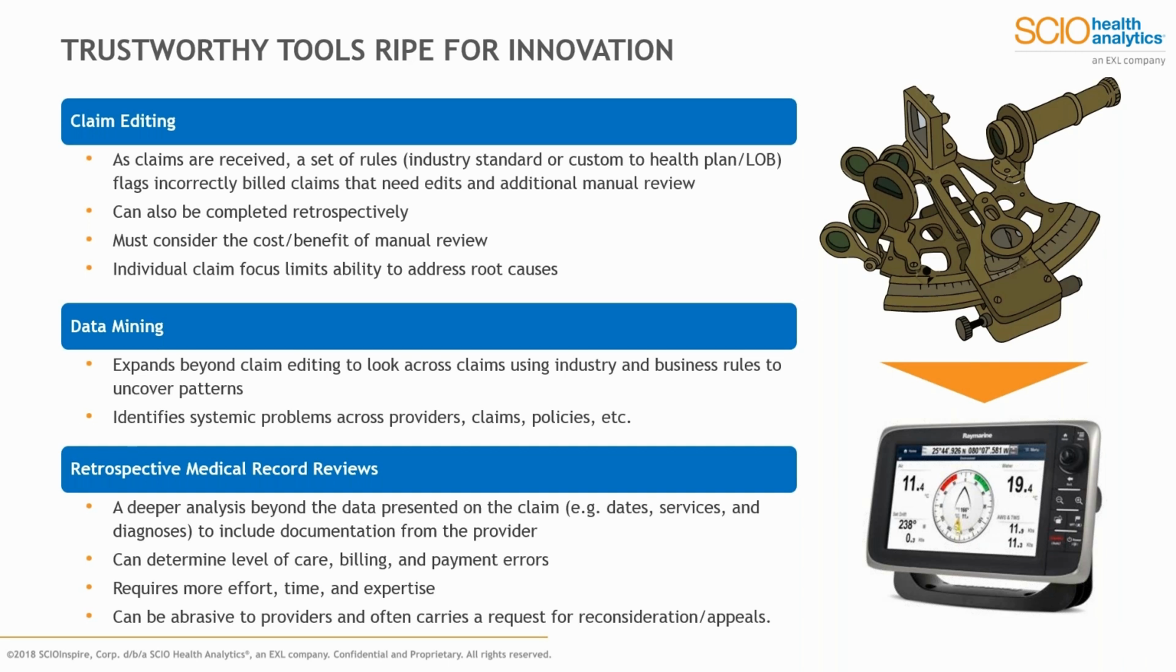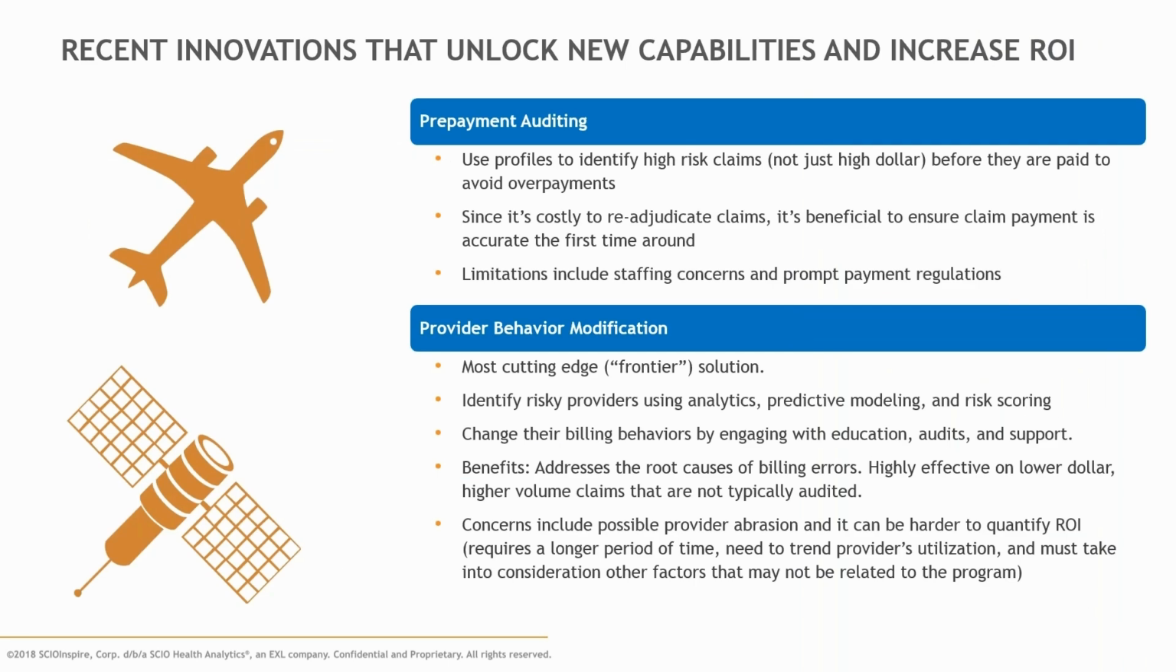Whether your business unit is called cost containment, payment integrity, audit and recovery, every year the targets and goals get larger and larger and teams are asked to do more with less. How many times have you heard that? Do more with less. There are 2 solutions that unlock new capabilities to help payers meet those targets. The first is the expansion of prepayment auditing.